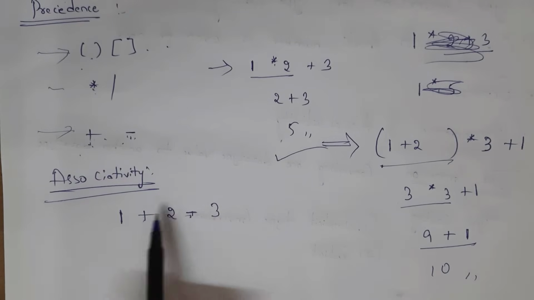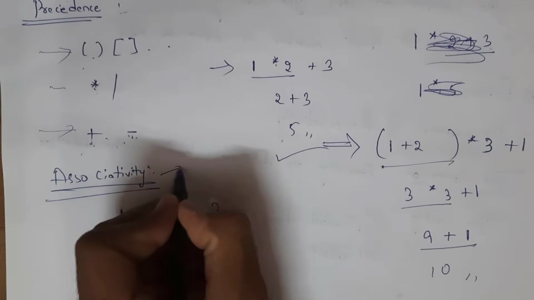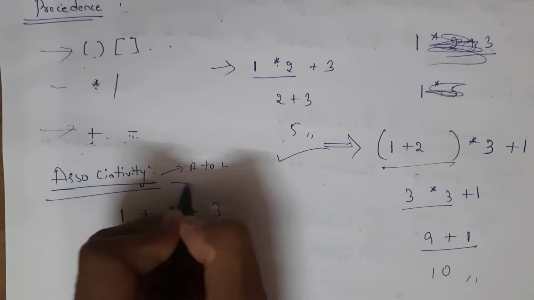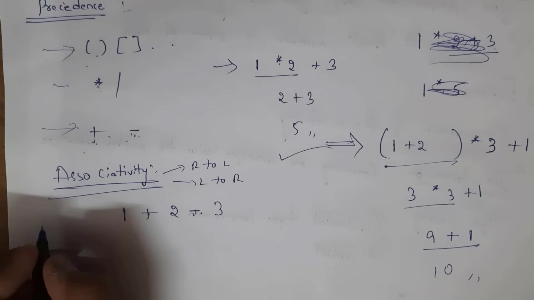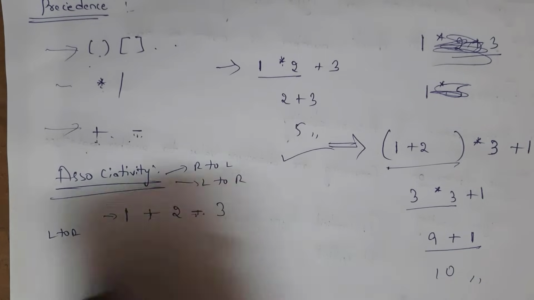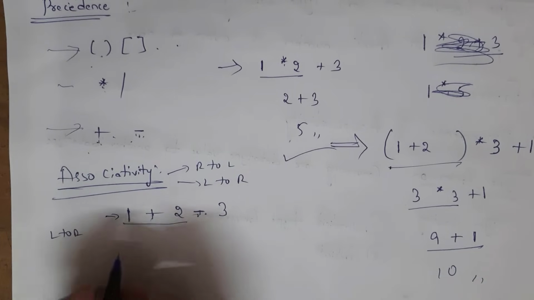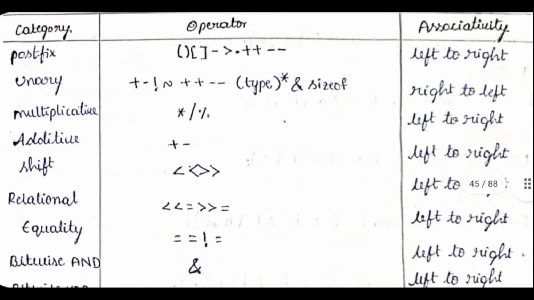If two or more operators of the same precedence appear in an expression, then at that time we need to use associativity. That is, from where we need to start the calculation. We can start either from right to left or left to right. Plus and minus are both arithmetic operators. For arithmetic operators, associativity is from left to right. So we should start from left to right. So at first we perform 1 plus 2, that is 3. After that 3 minus 3, that is 0. This is my result.